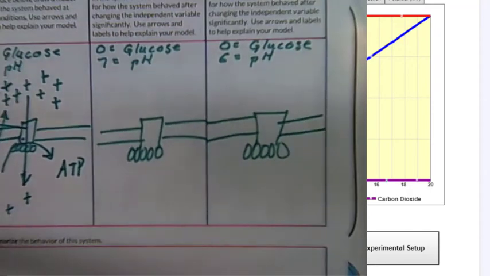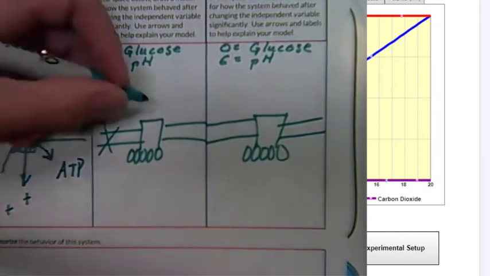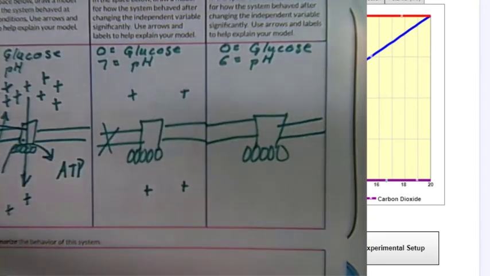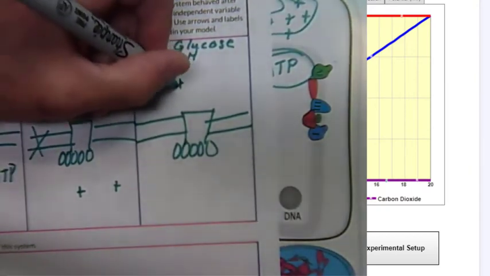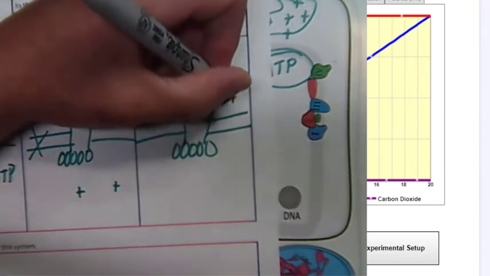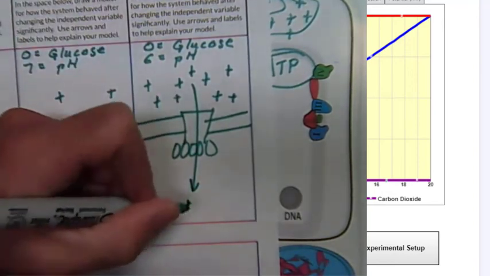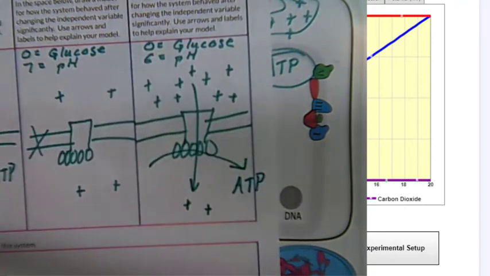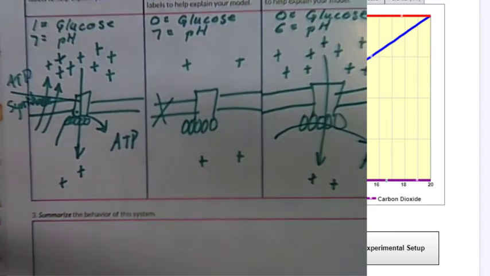Here, what's happening is without glucose, there's no pumping of protons, so the protons should be equal on either side and no ATP is being made. Lastly, though, when the pH is low, there's a much higher concentration of protons here, and so those protons diffuse down the concentration gradient and ATP is made. And so now we are connecting back a behavior over time graph with a bunch of concrete models and disrupting the system.